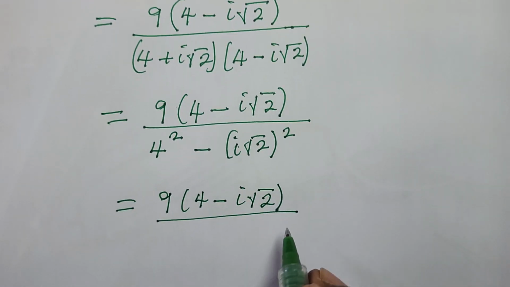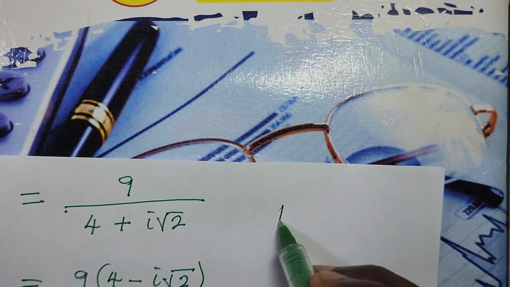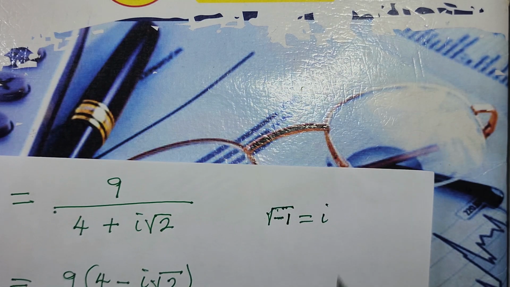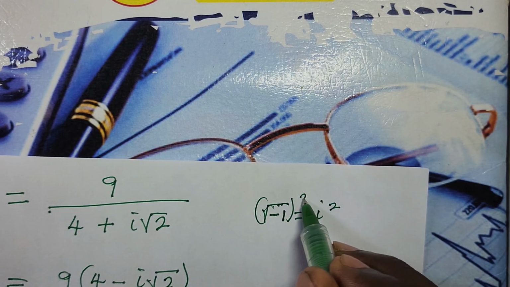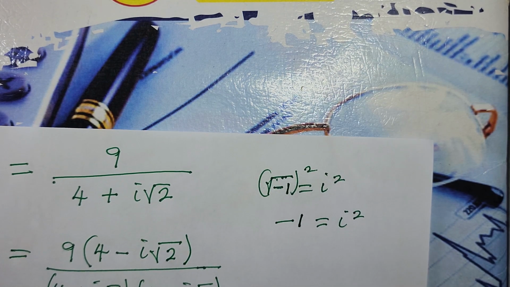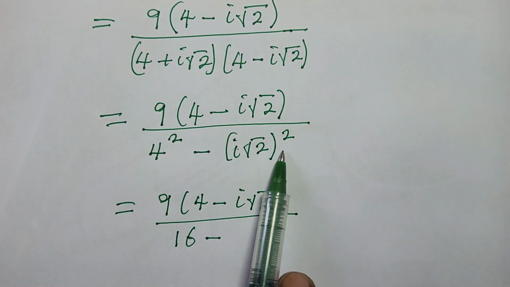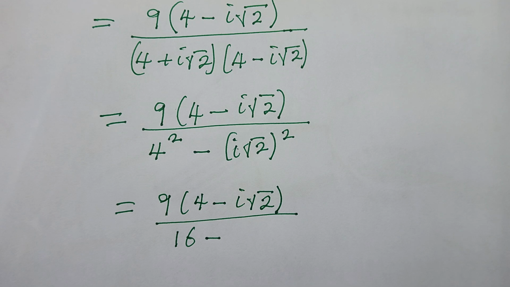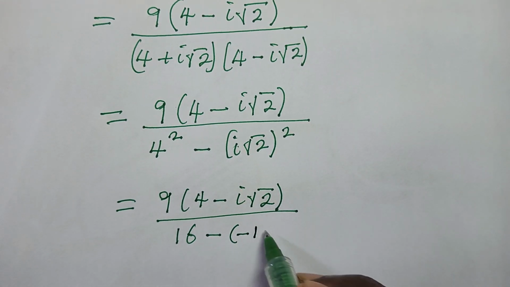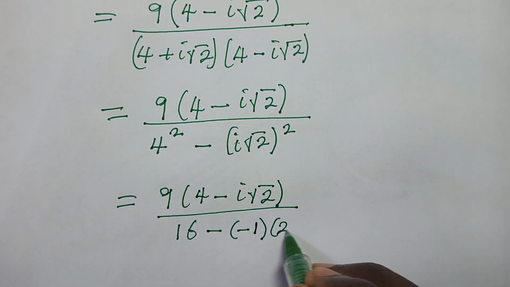Then everything all over, we're going to have 16 minus. Now, remember we said that the square root of minus 1 is equal to i. So if we square both sides of this expression, we're going to have minus 1 is equal to i squared. So this square here, we affect this, so we're going to have i squared times the square root of 2 to the power of 2. So this i squared is going to give us bracket minus 1 close bracket. Then this square will cancel this square root, so this is going to give us times 2.